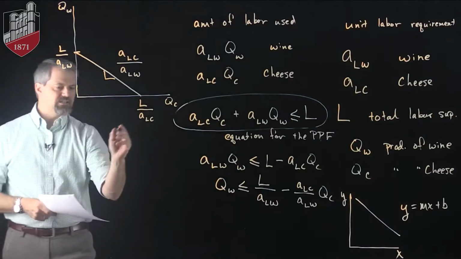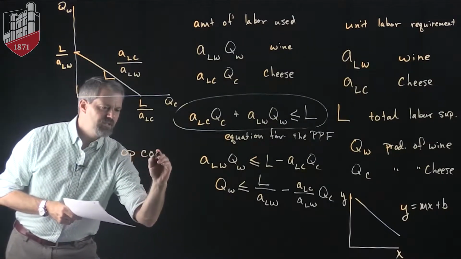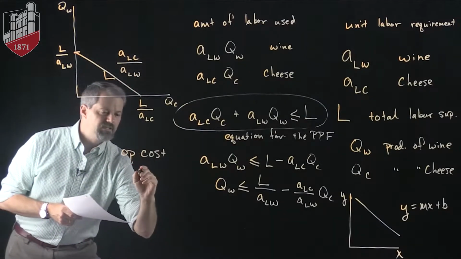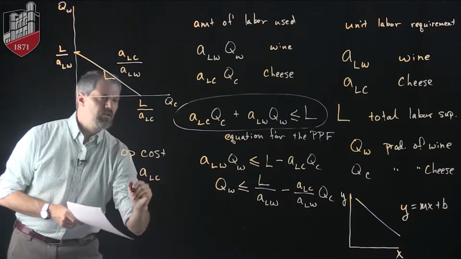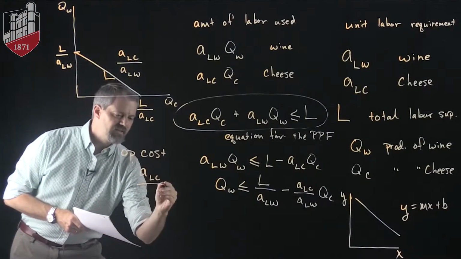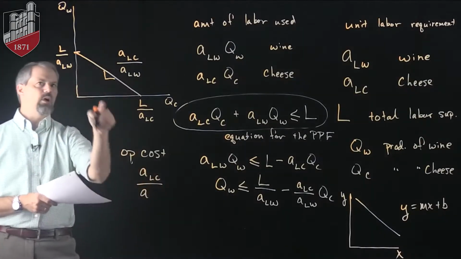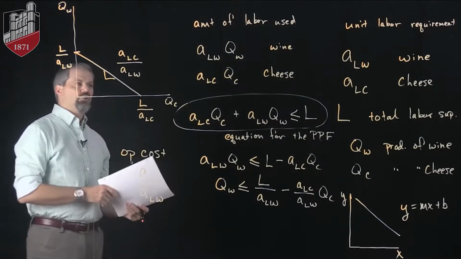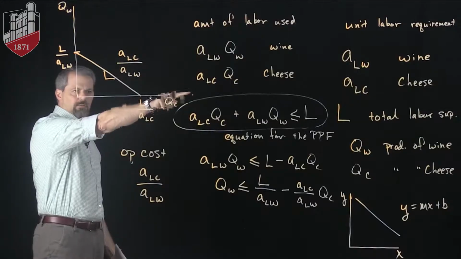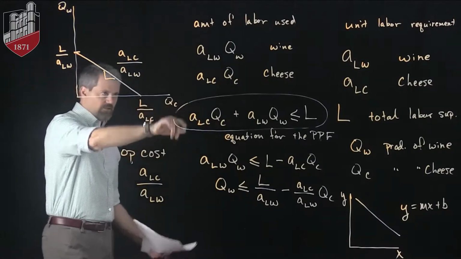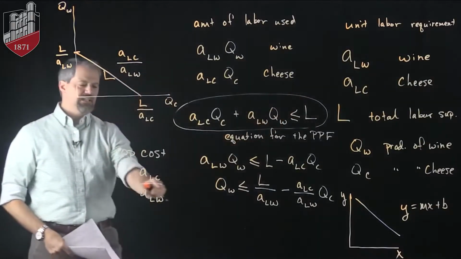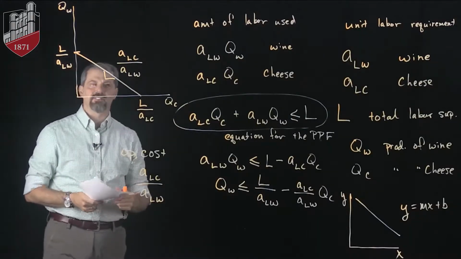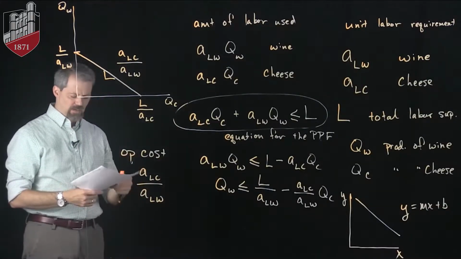Our opportunity cost then, the opportunity cost of the good on the horizontal axis is given by this term. It's going to be equal to the unit labor requirement of the good on the horizontal axis, that's in our numerator, divided by the unit labor requirement for the other good. There's our opportunity cost. So you can start with the unit labor requirements for home, and you can immediately figure out the opportunity cost. You don't necessarily have to graph the production possibilities frontier, although I would if I were working on a problem.